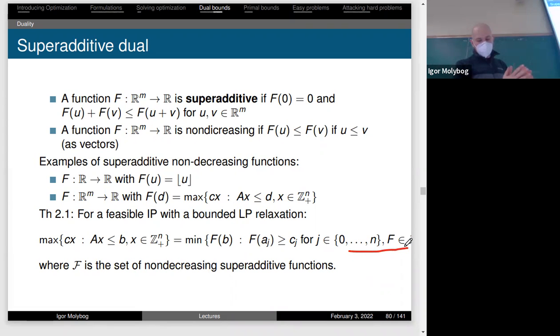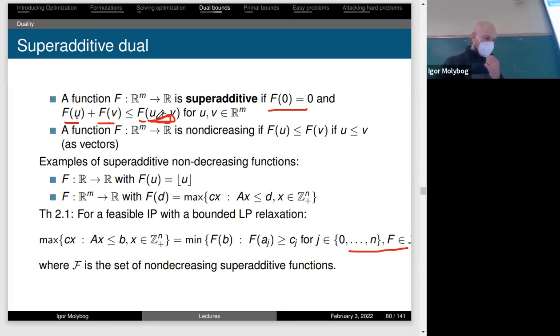I just wanted to say that it is still a very hard problem, because it optimizes over the space of superadditive and non-decreasing functions. What is a superadditive function? It is a function that at 0 has a value 0, and if you evaluate this function at two values u and v and add the results, the sum must be less than or equal to the function at the sum of these two values.